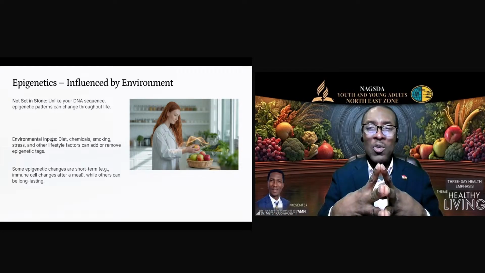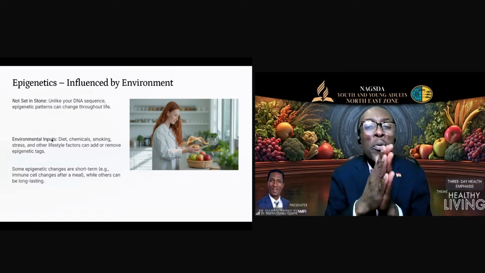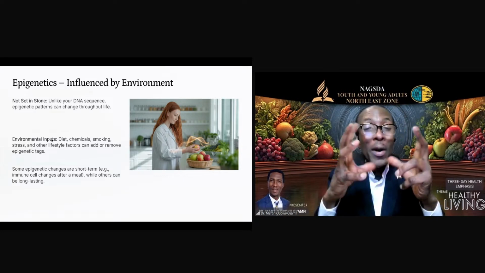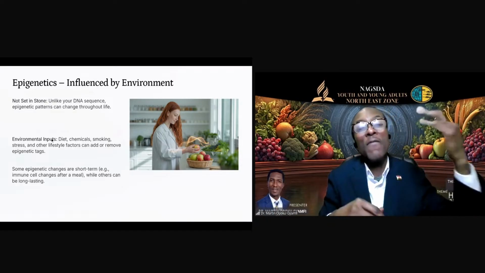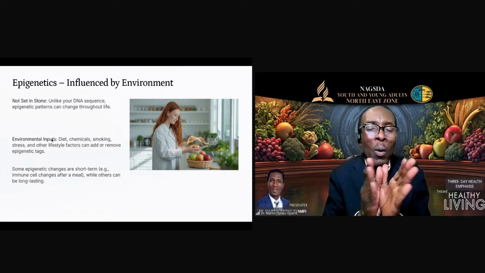So as young people, once you understand this, you understand that the choices you make can program your genes. It can program the behavior of your genes for better or for worse. And that is why I want us to understand this.